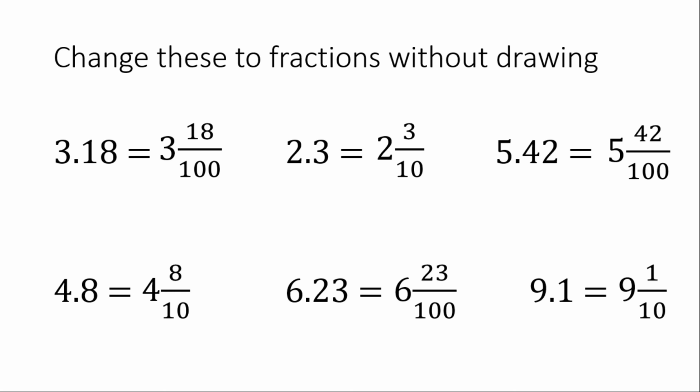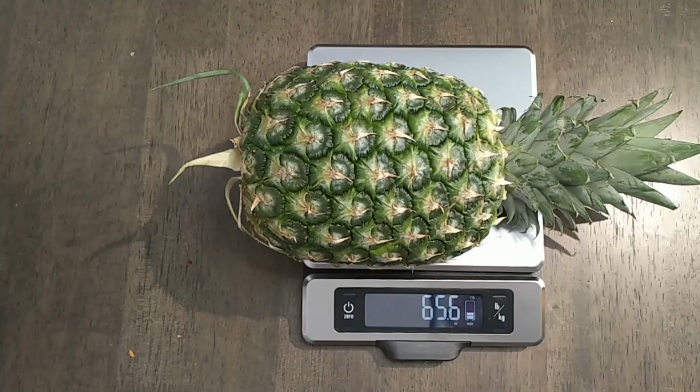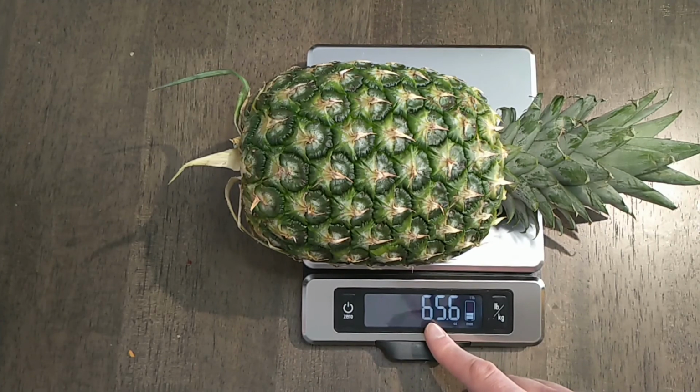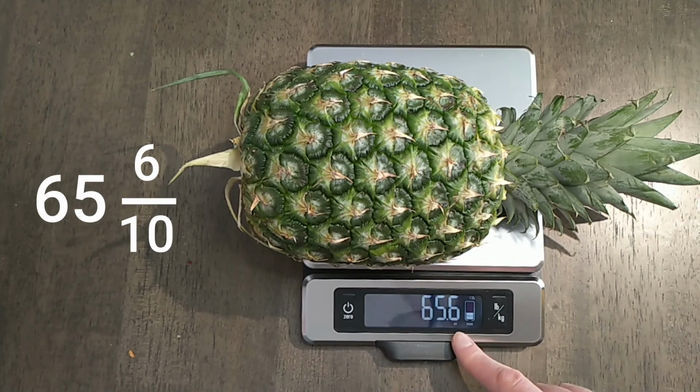Now let's see if I can solve my pineapple problem. Now that I know how to convert mixed decimals into mixed fractions, let's see how this one would work. I've got my 65 wholes over here, and my 6/10ths over here. And I know it's 6/10ths because it's a 6 in the tenths place. So I would write this as 65 and 6/10ths. Okay, so my pineapple is 65 and 6/10ths of an ounce.